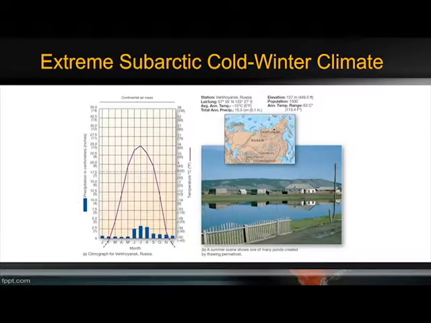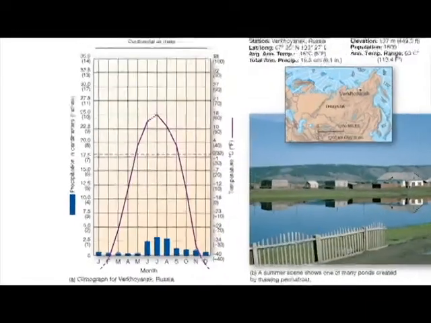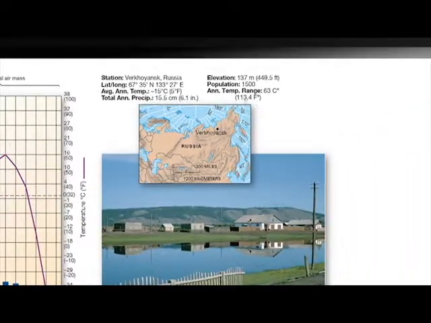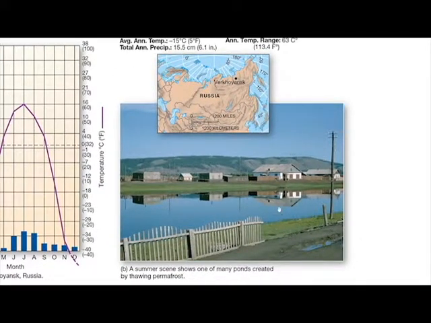More cold? Yes, extreme subarctic cold winter. Look what happened. Few months where the temperature is warmer than 32, but pretty much most of the year the temperature is very, very cold. So look at the temperature range in this area. That's one of the coldest regions in the world, and the highest temperature range in the world. Very continental area. Temperature range 113 degrees Fahrenheit. But it's still very pleasant in the summer.